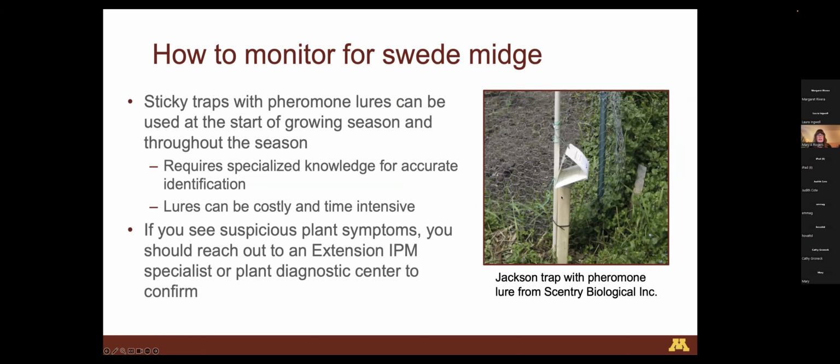We don't have any sort of specific lure or attractant for females, which is also a limiting factor for this insect. The downsides are you have to kind of know what you're looking at, so it requires specialized knowledge for accurate ID. They are very small, like I mentioned before. Lures can be costly and time intensive. We trap and replace them weekly. So it's not something we're really recommending gardeners start doing quite yet, but we might need some help from our extension IPM specialists, folks who know a little bit of entomology and can help with diagnostics if you suspect it in your garden.